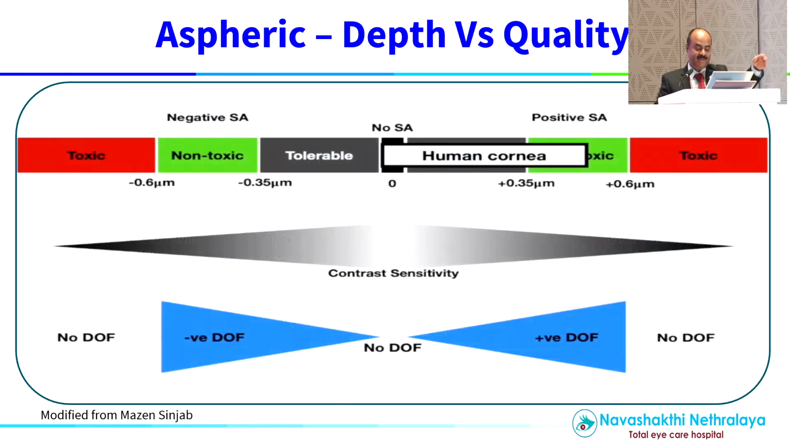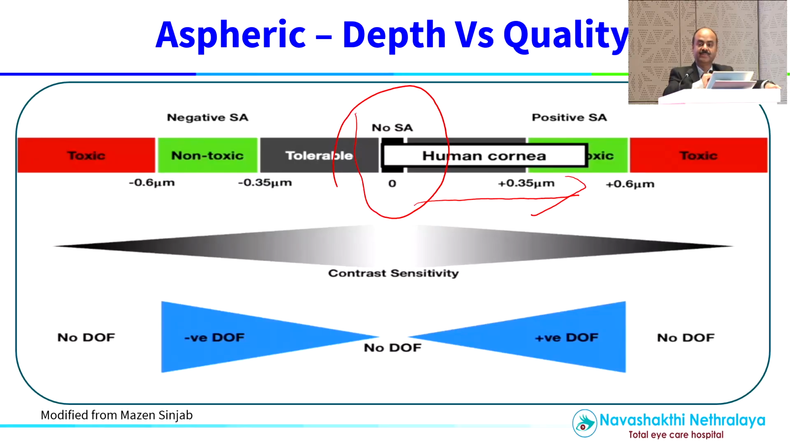Okay, taking it from there, considering this no spherical aberration, what is the right thing for a patient to have? What should we leave them with? Either it can be slightly positive; the human cornea is always positive.